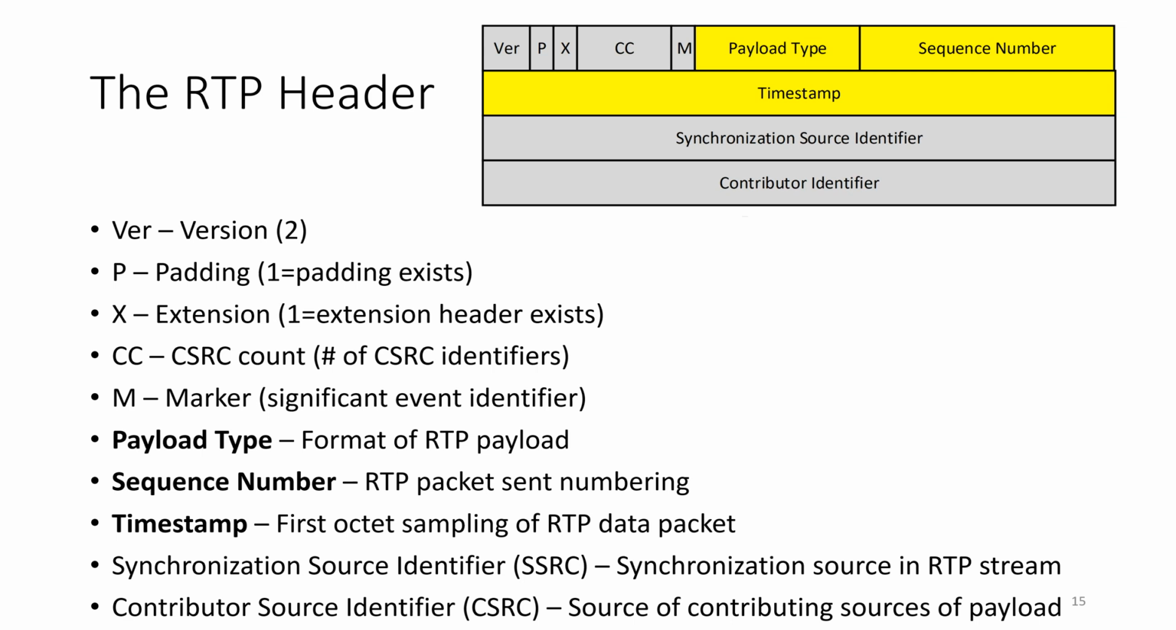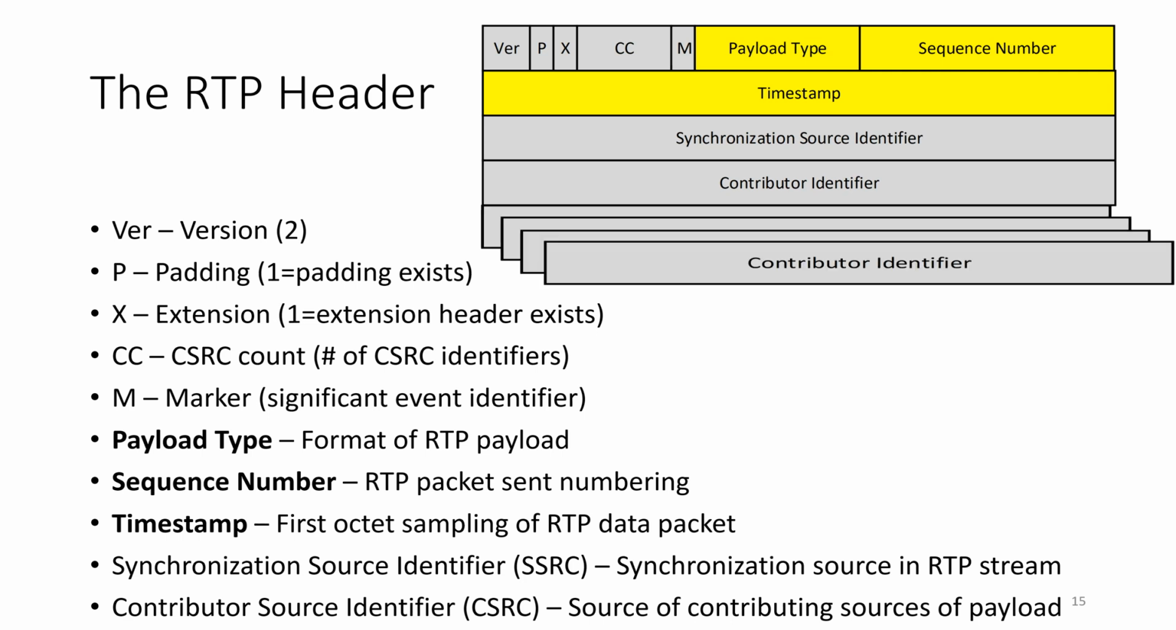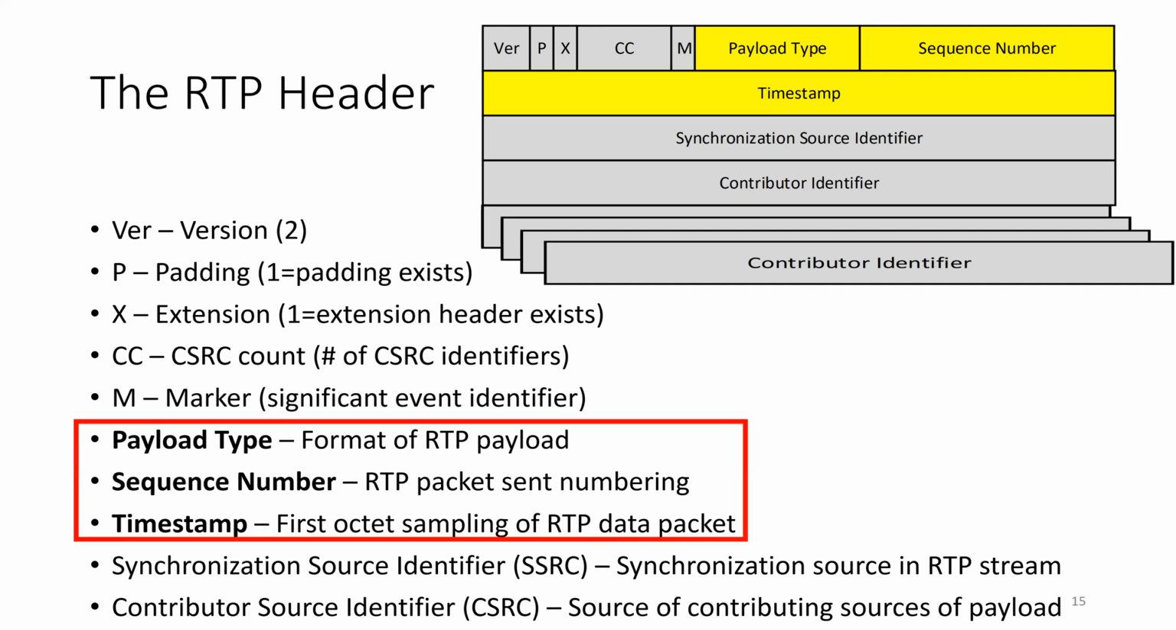Then we have a couple of source identifiers, beginning with the synchronization source identifier and the contributor source identifier. Now think back to that CC field, which indicates the number of those contributor source identifiers that we have, and we can have multiple contributor source identifiers if we have multiple sources within our RTP stream. But again, we're going to focus on these three in a little more detail.